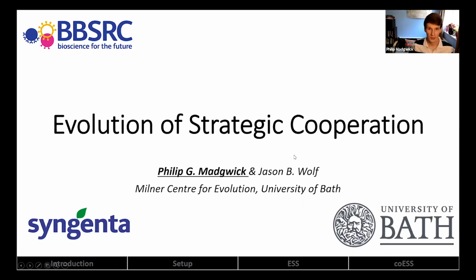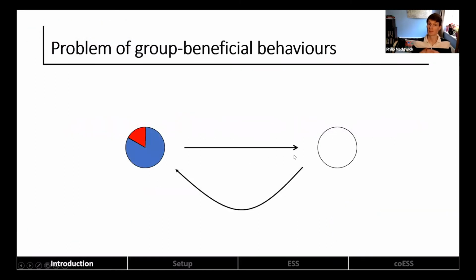Now, the big picture problem that I want to address, and what this paper that I'm going to be talking about tries to address, is one of group beneficial behaviours. This is a problem that is studied in numerous different fields under various different guises for a very long time. Group beneficial behaviour, as the name implies, is where an individual pays a cost to benefit the group as a whole, from which an individual reaps a return as a member of that group.